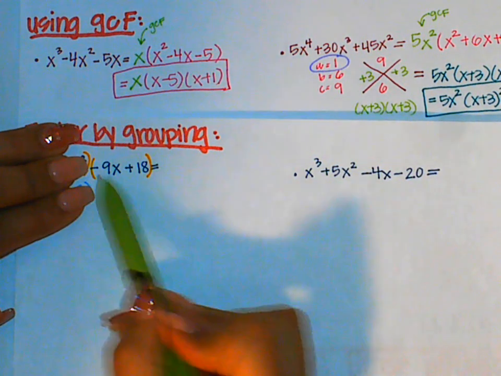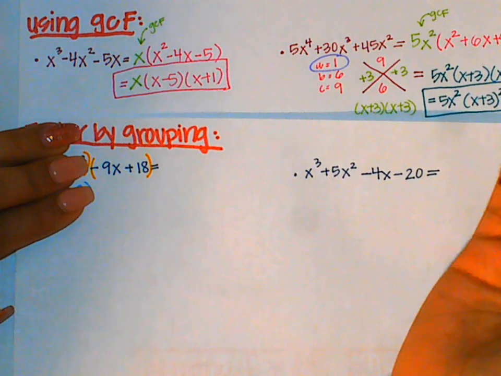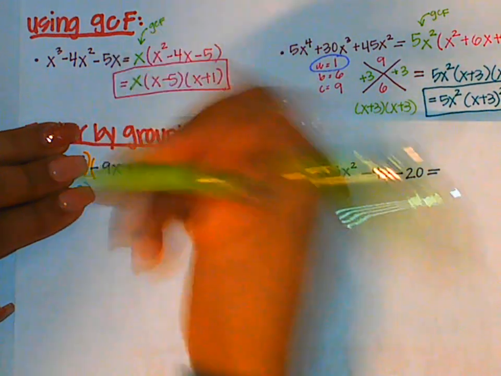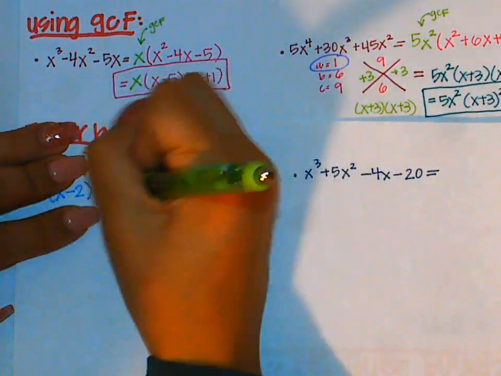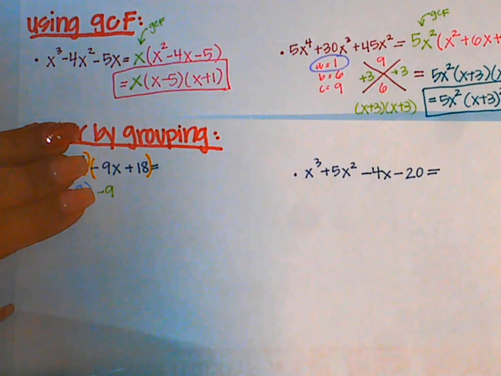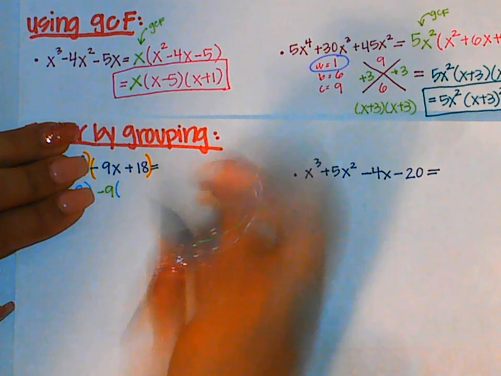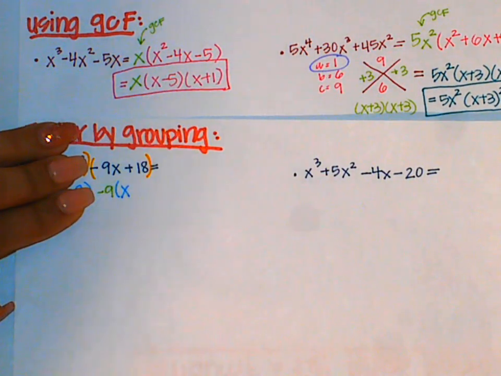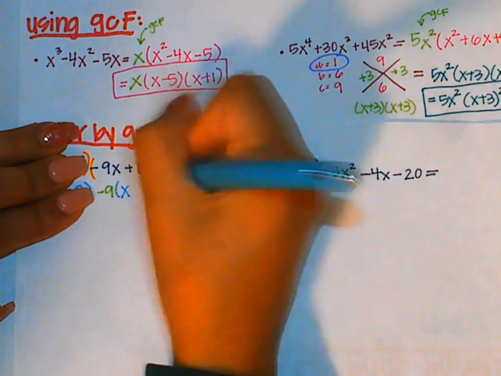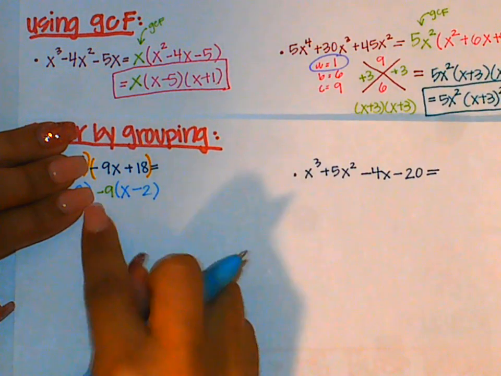What does negative 9x and 18 have in common? We could say that they have a 9, but I'm going to get rid of the sign because I needed to have something in the front. So I'm going to say that they have a negative 9 in common. Negative 9x divided by negative 9 gives me just the x. Now positive 18 divided by negative 9 is going to give me a negative 2. The sign changes because you're dividing by a negative.